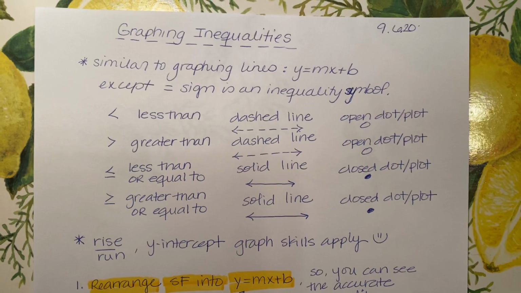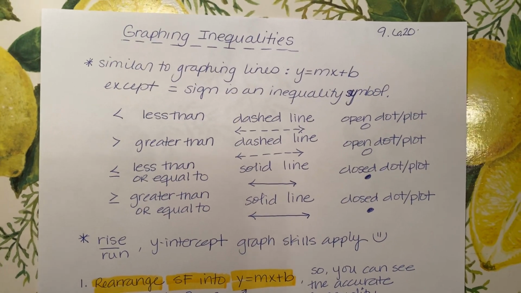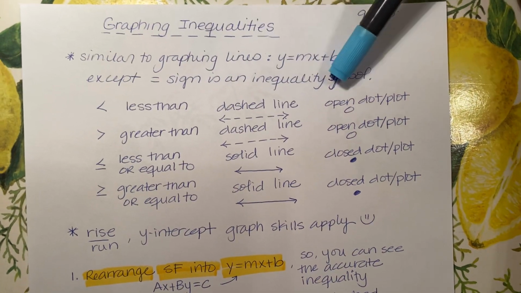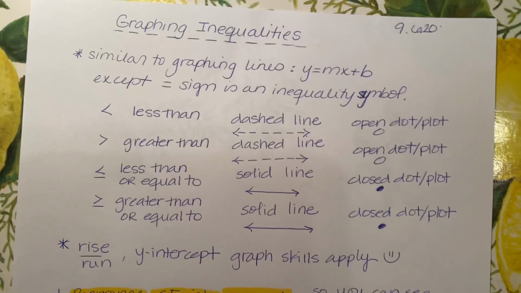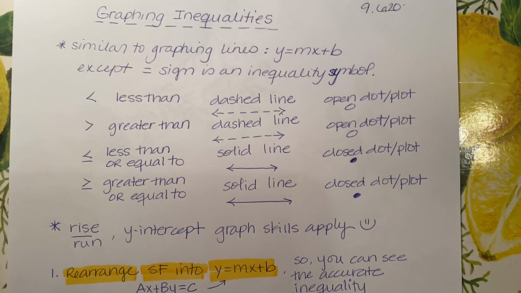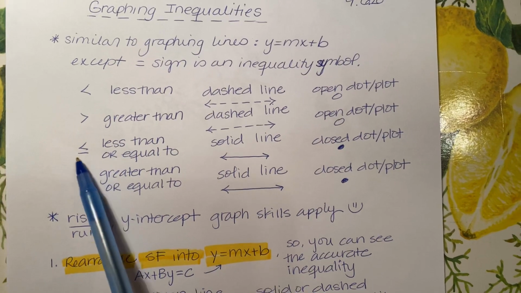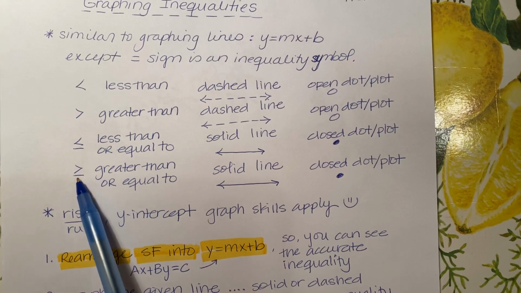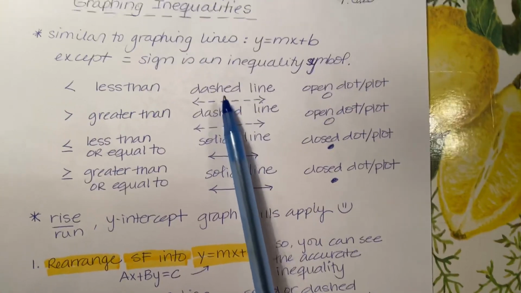All right, this is similar to graphing lines in slope-intercept form, y equals mx plus b, except the equal sign is an inequality symbol, okay? All right, so this is review. What are your inequalities? You have less than, greater than, less than or equal to, that's like a half equal sign, greater than or equal to. Okay, so when you're graphing these, this is what we're using.